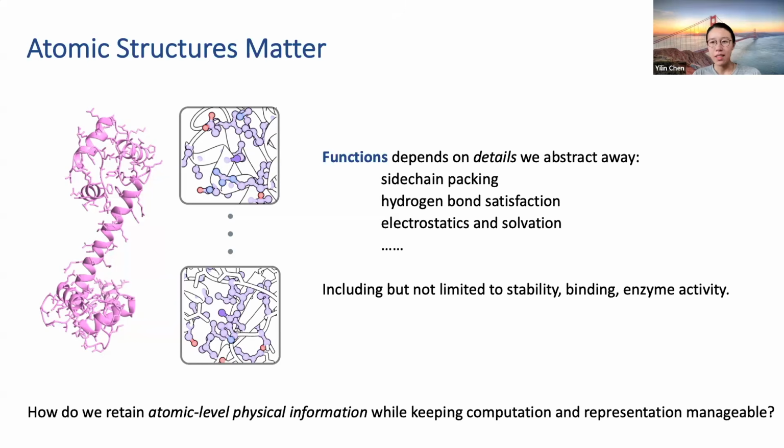But like I said, reasoning over and representing so many atoms in one protein is very expensive. So the question now is, how do we retain atomic level physical information while keeping computation and representation really manageable with these large scale models?